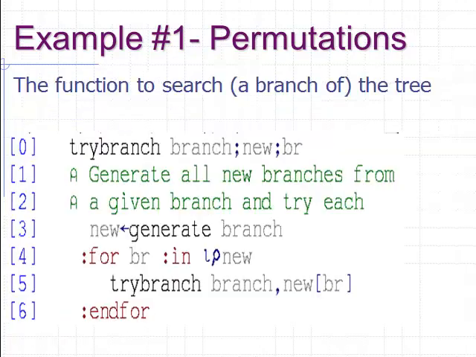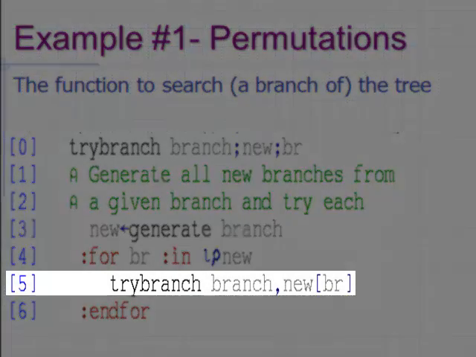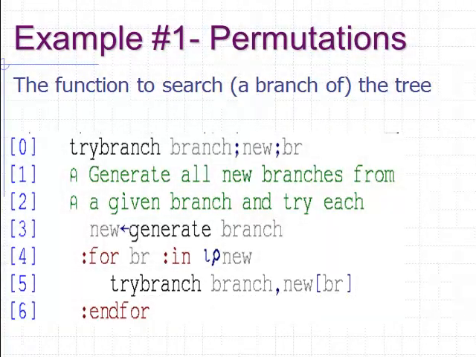This is the function to search the branch of a tree. Note the recursive call on line number 5. If we were to type that code in APL and use it with the previous generate function we saw, you'd get all the permutations of A, B, and C. In fact, let's try it in APL.